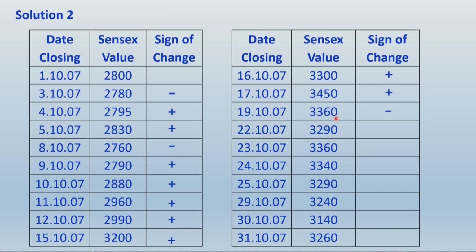3360, decline, put a minus sign. 3290, further decline, again a minus sign. 3360, it is increasing, plus sign. 3340, minus sign. 3290, further declined, minus sign. 3240, further decline, minus sign. 3140, further decline, minus sign, and 3260 is the increased value, so it will be having a plus sign. So friends, do one thing, before I take you ahead, please note down this as part of your solution.